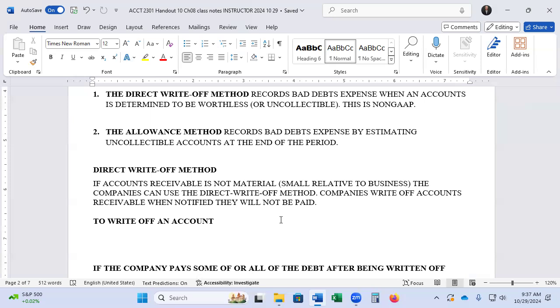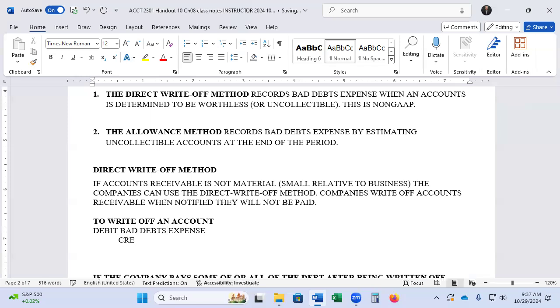And so in order to write off an account there, you would debit bad debts expense and you would credit accounts receivable. And they usually put like a customer's name on there. You know, it depends on how your accounts are tracked. And that takes that off the books.